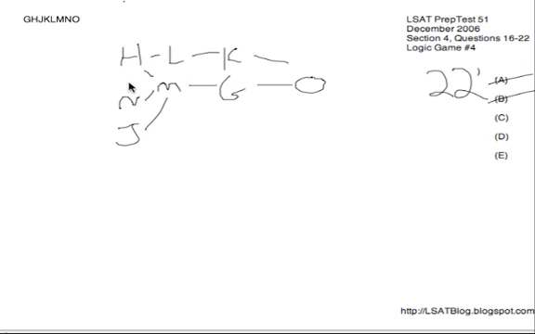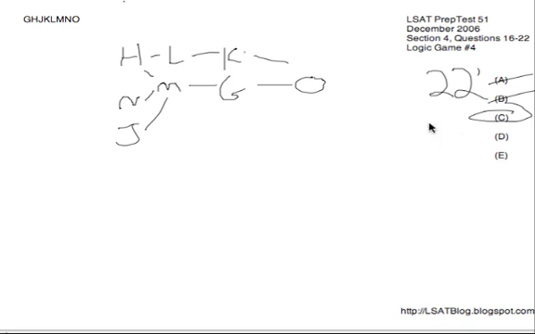Previously it could have, but now we got to have L, K, M, G, O after it. So that's at least 5 things coming after it. Therefore, the earliest H could ever appear here is 3. So H could never be 4th. That's impossible. Therefore, it is our answer. I will look at D and E, though.